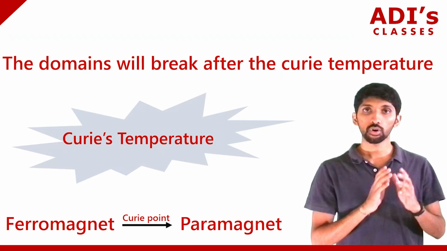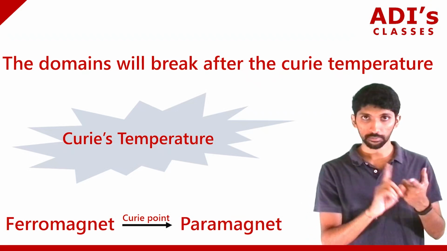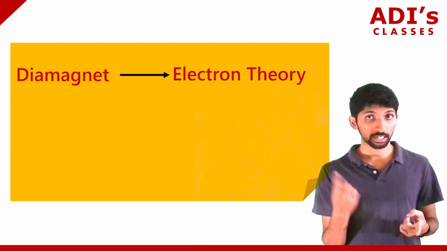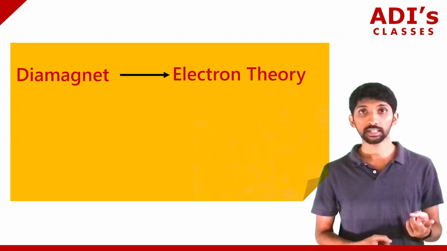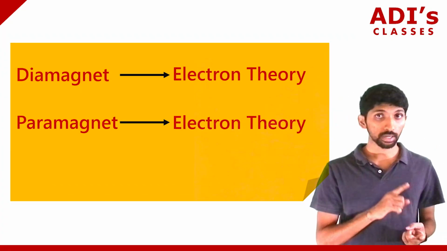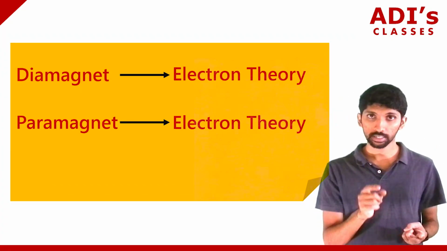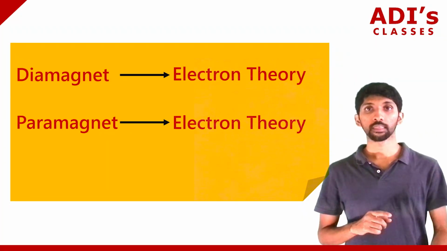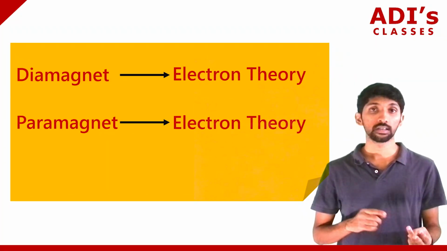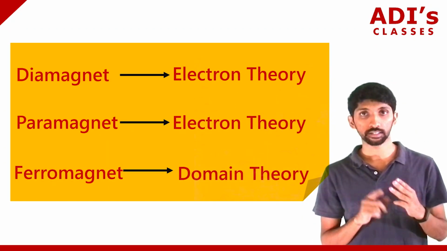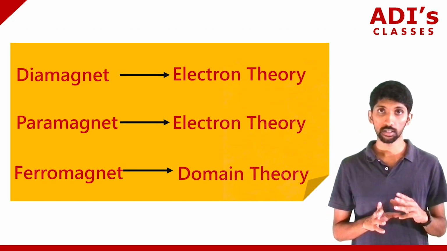So remember, for a diamagnetic substance we explain using electron theory. For a paramagnetic substance we explain again by electron theory, but they have a magnetic moment, so that's why they align. And for a ferromagnetic substance we explain using domain theory. Understood that? Fine.